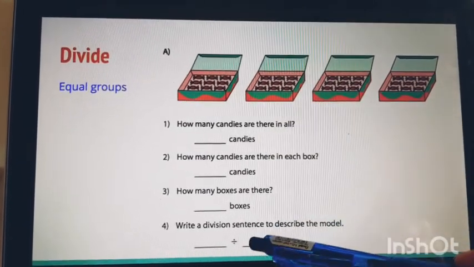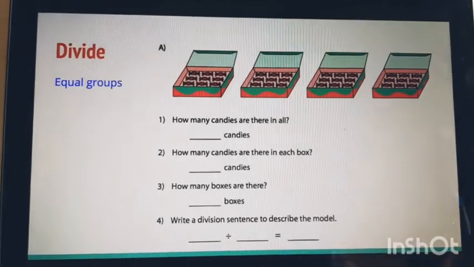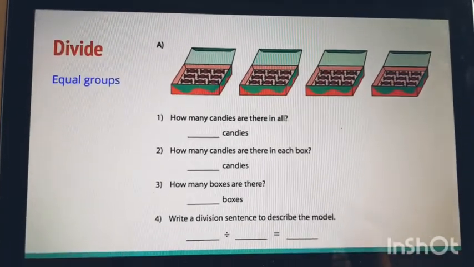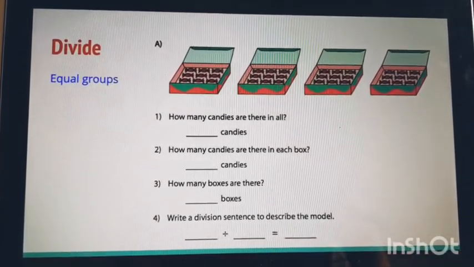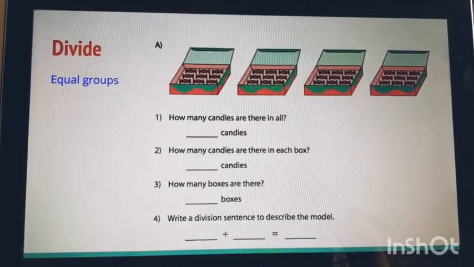And then write a division sentence to describe the model. So whatever the total is, divided by the candies per box equals the number of boxes. Please pause the video and write down those answers now.